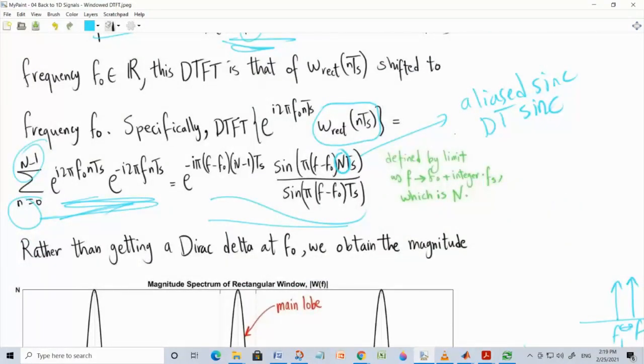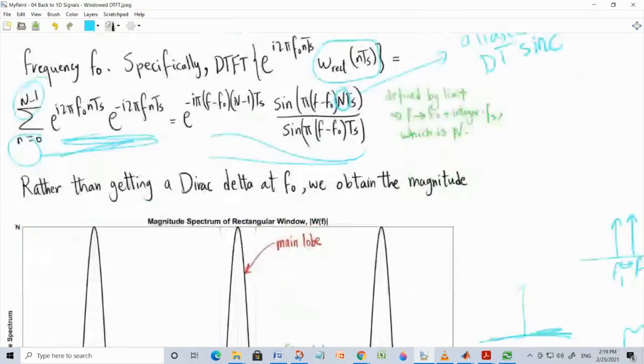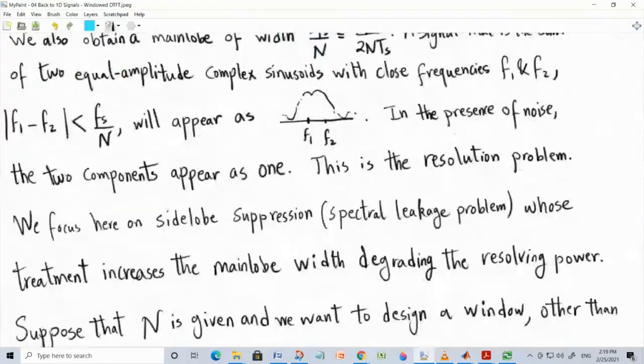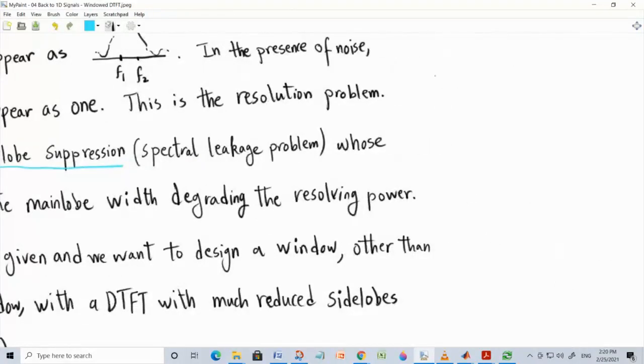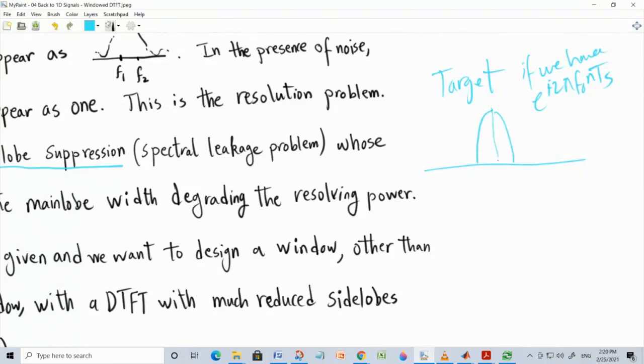For the resolution problem, there are techniques called super resolution techniques, but we will not deal with them in this course. Our focus will be basically side lobe suppression. So basically, the target is, if we have e to the i 2 pi f0 nTs, we want something that looks like this around f0, but with negligible side lobes.